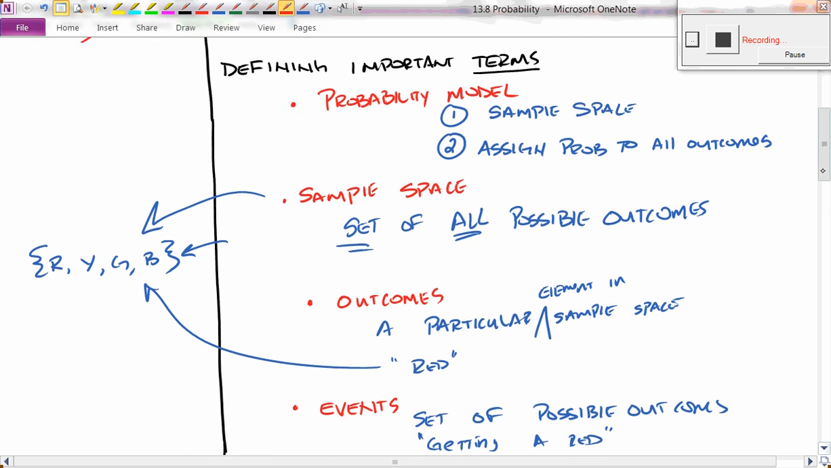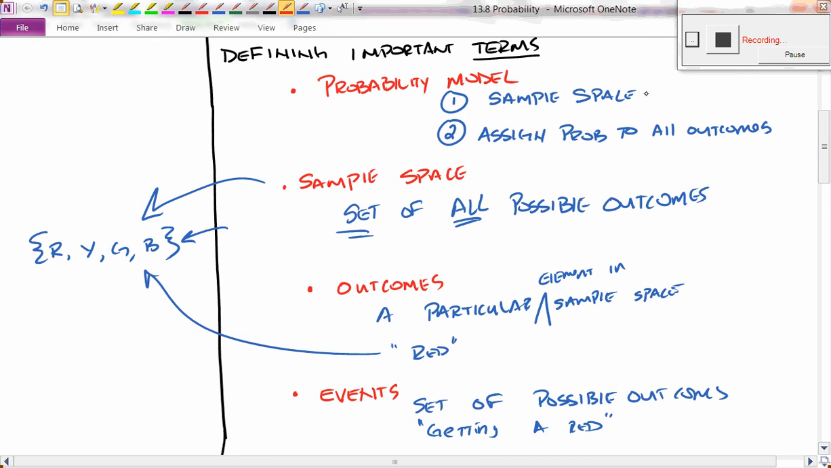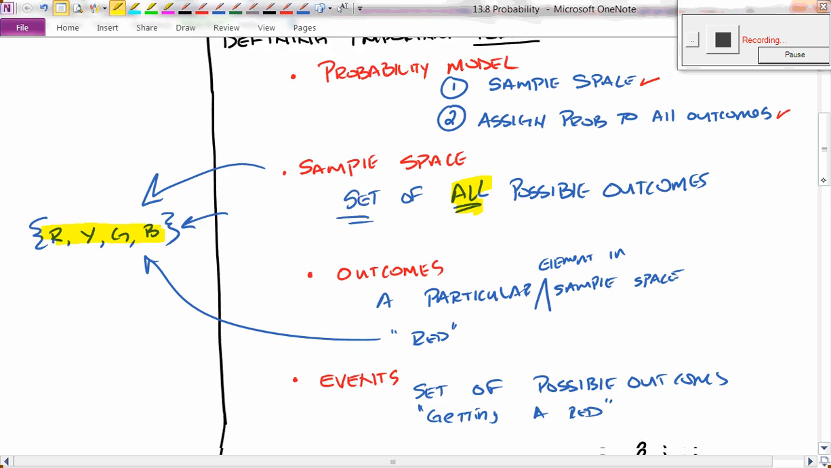Then we defined a couple of terms. We defined probability model as having two things, a sample space, and then assigning all probabilities to that. So then we spoke about what a sample space actually was. The sample space is the set of all possible outcomes, and in the previous example with the spinner, we could get a red, a yellow, a green, or a blue. So that's the sample space for that problem.